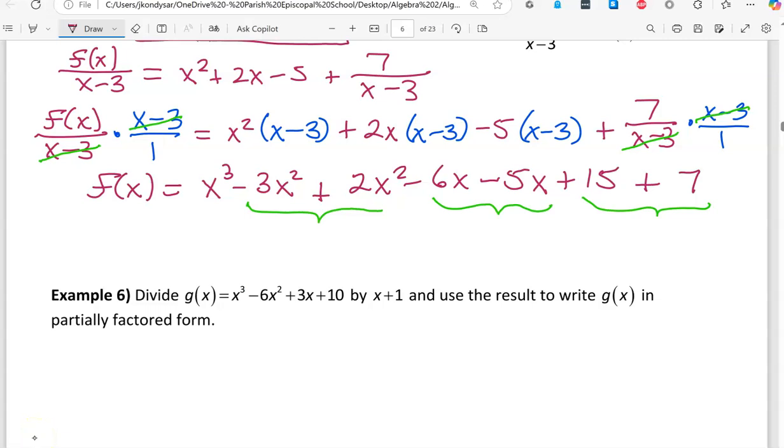Lastly, I'm going to combine like terms of this polynomial in order to get the polynomial in standard form. So f of x is equal to x cubed minus x squared minus 11x plus 22.